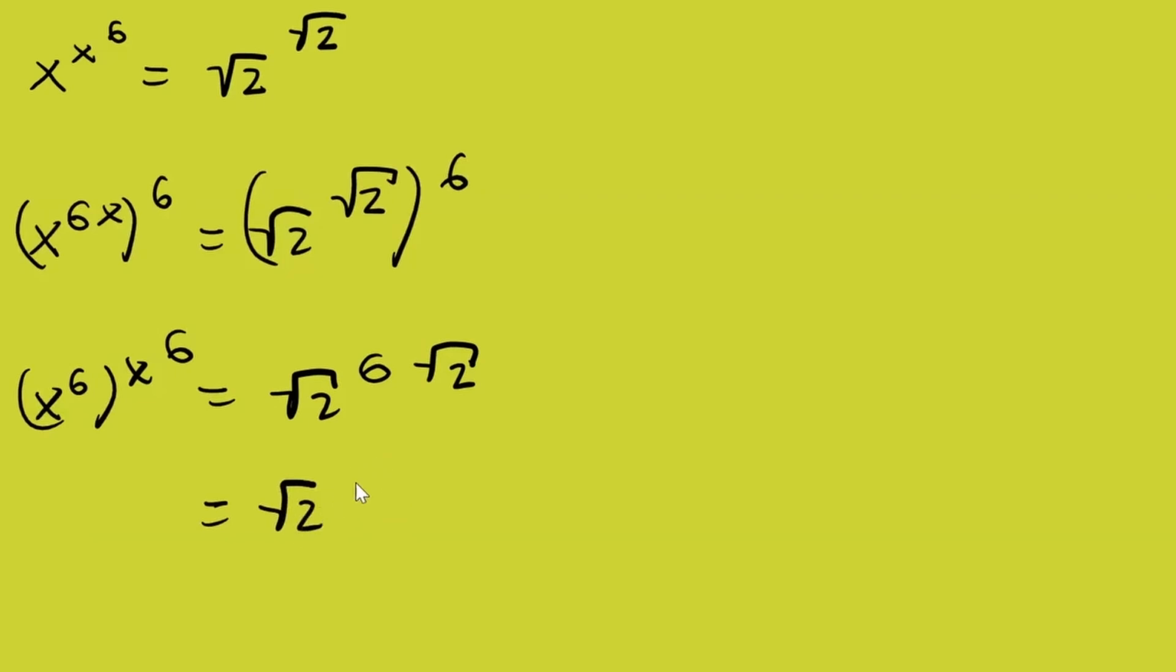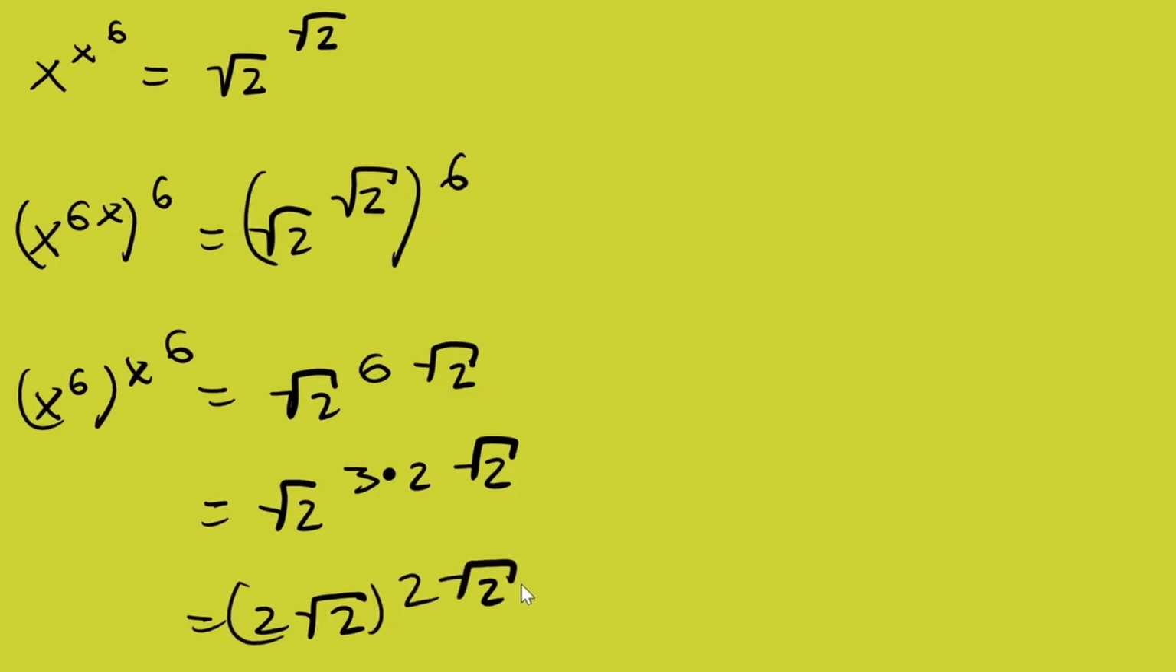We can write down square root of 2 to the power of 3 times 2, which is 6, times square root of 2. And square root of 2 to the power of 3 is actually 2 times square root of 2, because this is 2 to the power of 3 halves, which is square root of 2 times square root of 2 times square root of 2, which is exactly 2 times square root of 2. And of course, we should not forget the exponent. It is 2 times square root of 2.